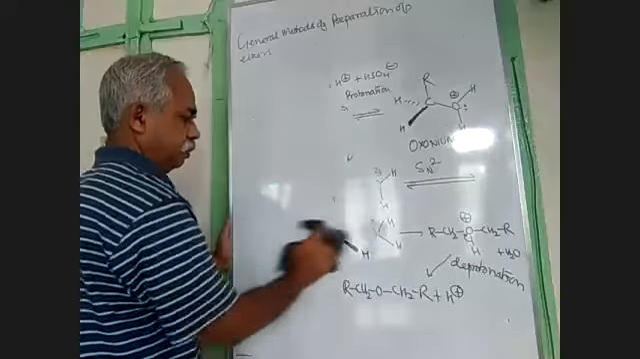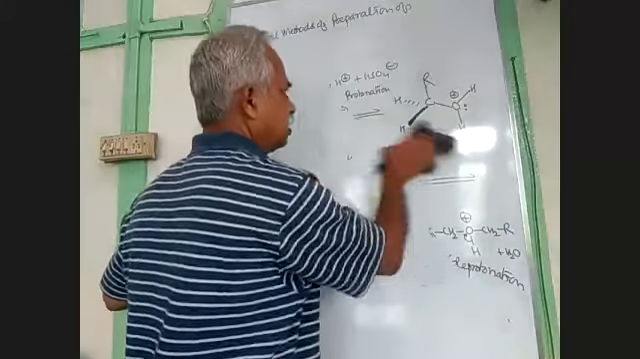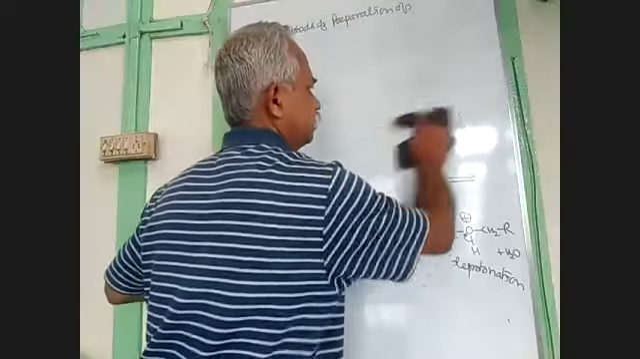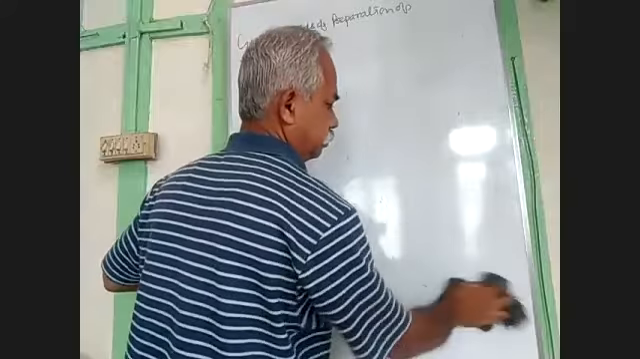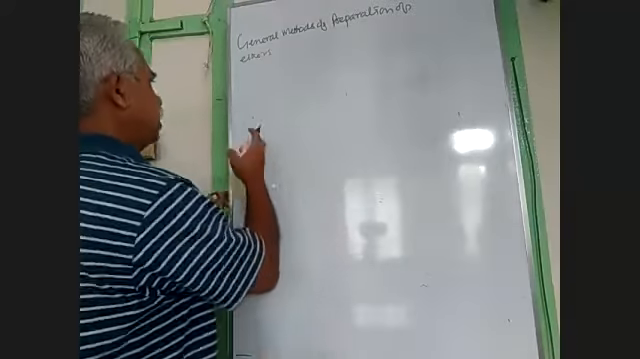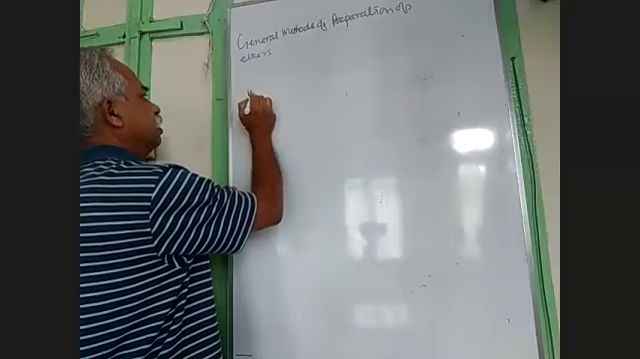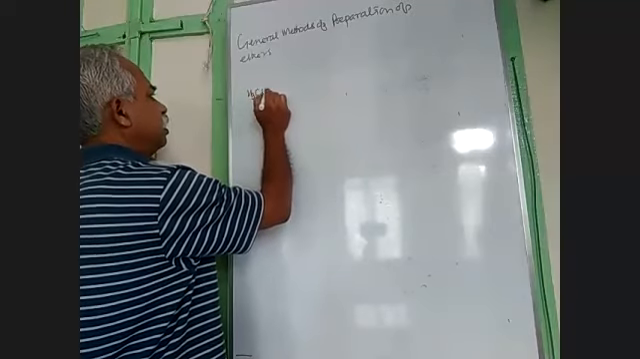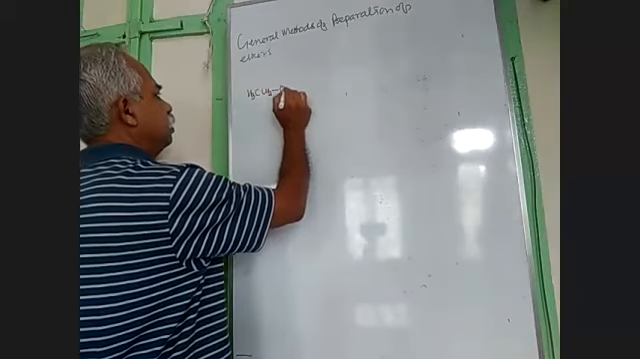Now, let us write some examples. Let us write some examples. So it is CH3CH2OH.